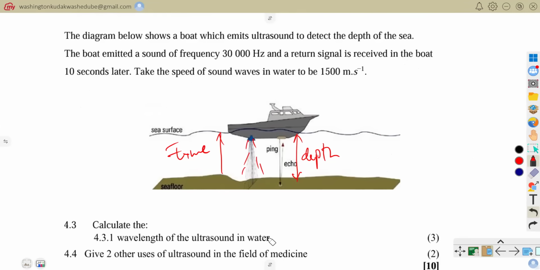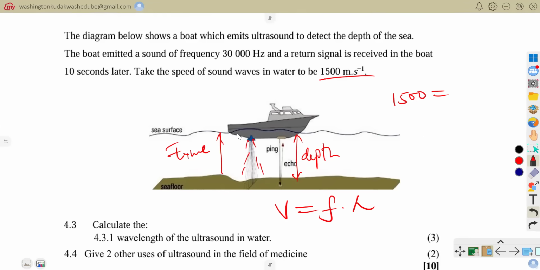So now let's look at the questions that are given. Calculate the wavelength of the ultrasound in water. I've already said that v equals f lambda. That becomes the equation of the wave. Now, am I given this v? Yes, I'm given the speed of the sound. That becomes 1,500.